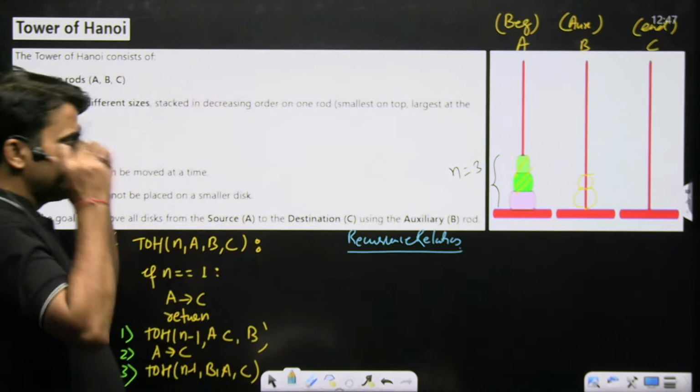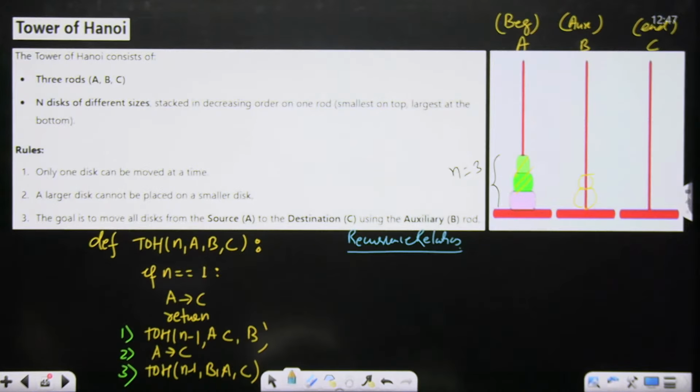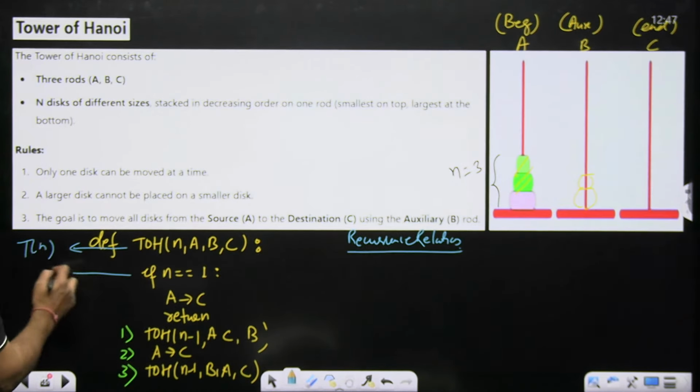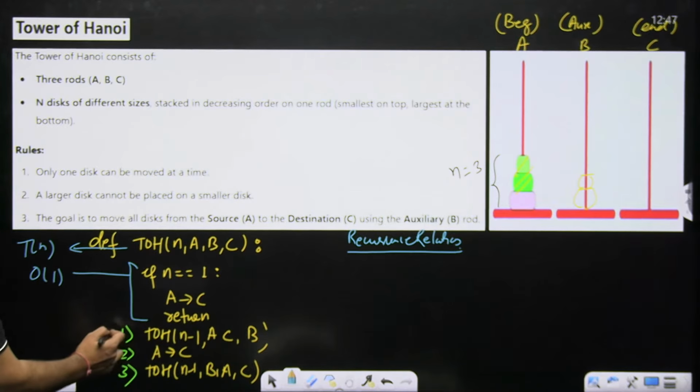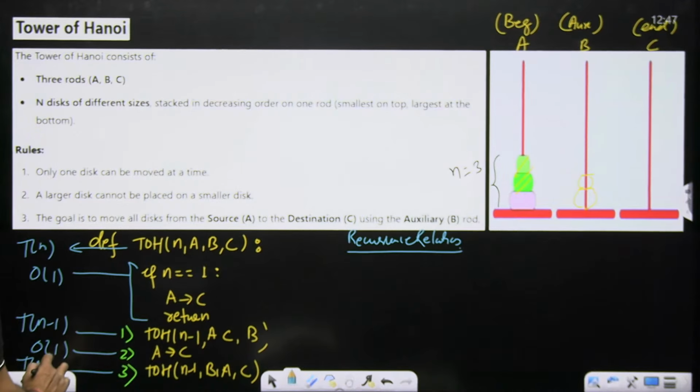Okay, students. Let the total time for this be T(n), and here this is order of 1. These are all constant, order of 1, and this is for T(n-1).